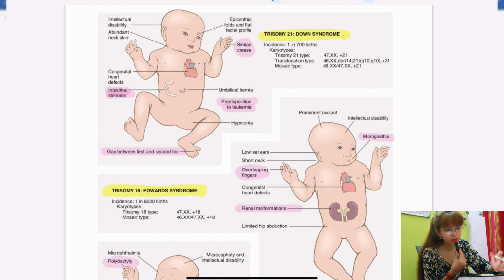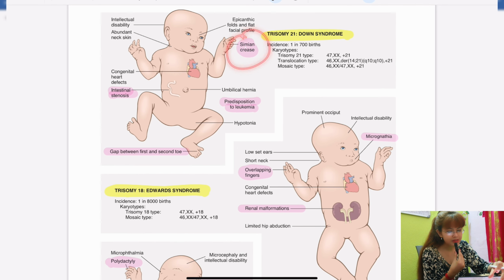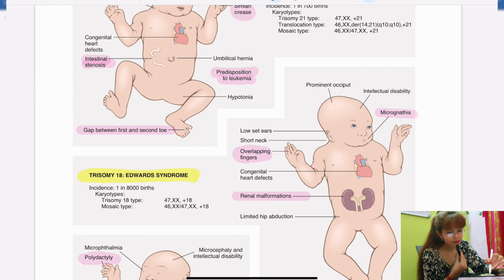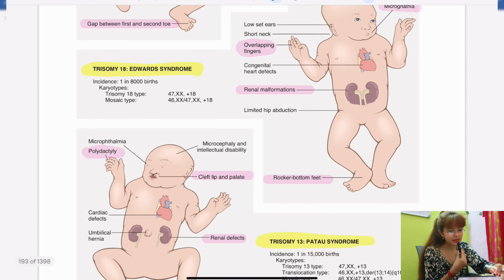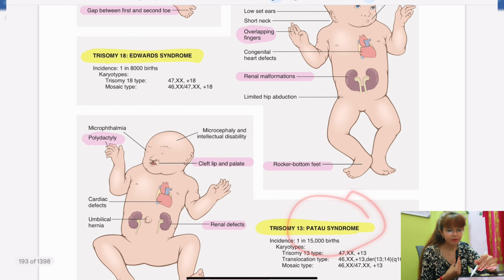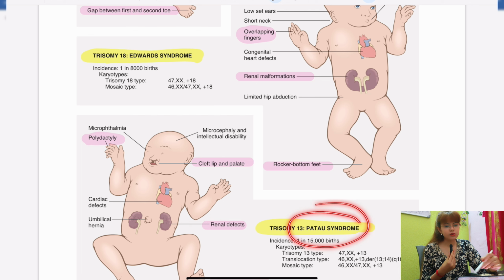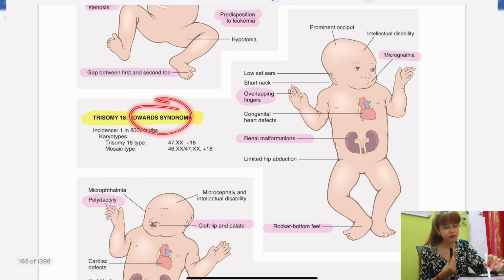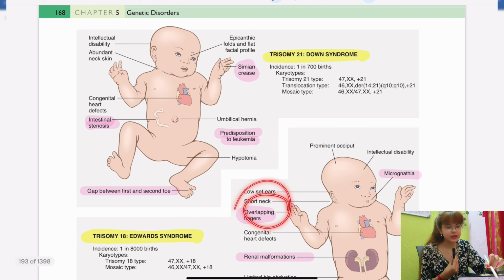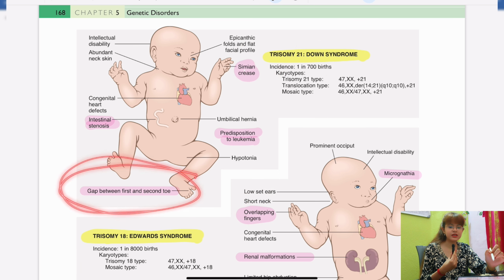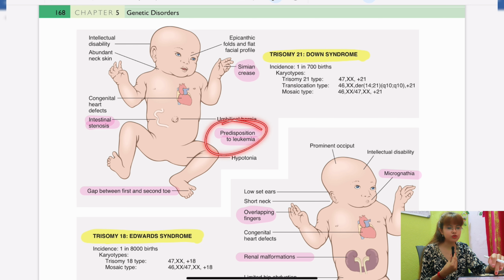So in Down syndrome, you have this simian crease. Please compare and read. In Down syndrome, you have the simian crease, whereas in Edwards syndrome, you have overlapping fingers, and in Patau syndrome, you have polydactyly. So what are the differences in the fingers? In Patau syndrome, you have polydactyly. In Edwards syndrome, you have overlapping fingers, and in Down syndrome you have the simian crease. You also have intestinal stenosis here, and you have the gap between the first and second toe. You have predisposition to leukemia.